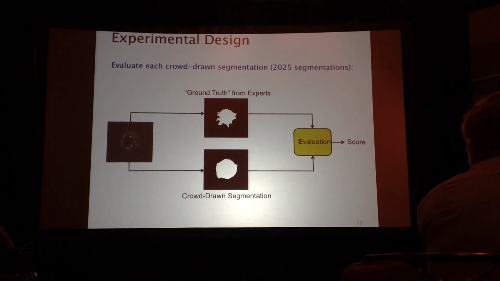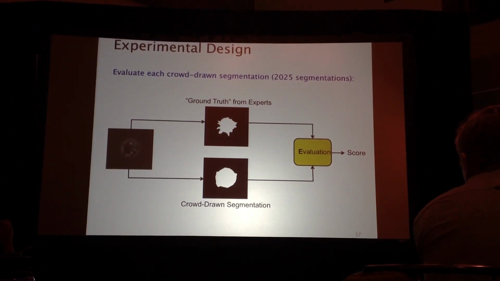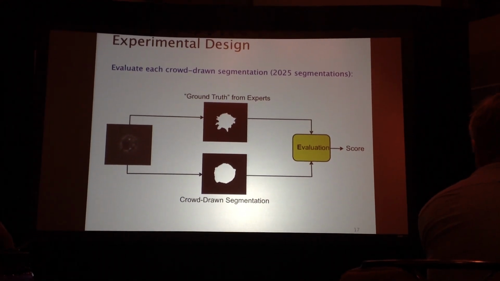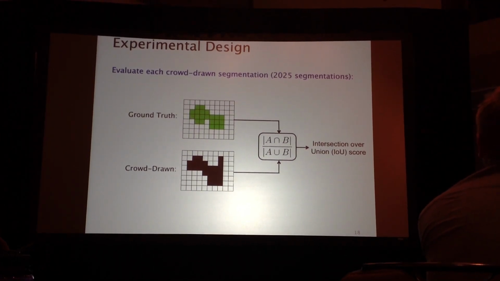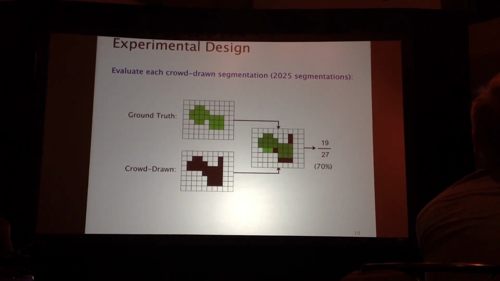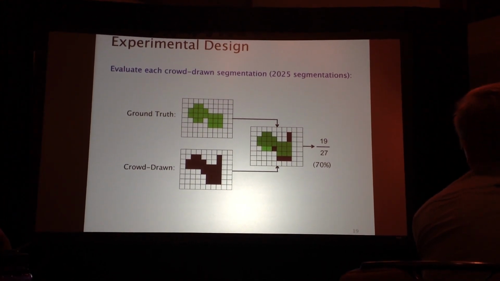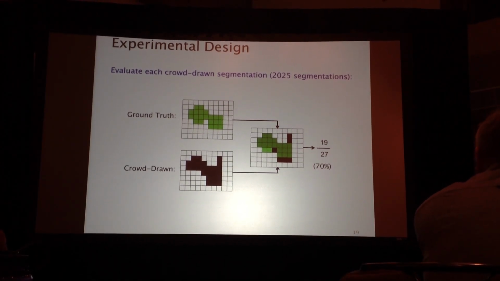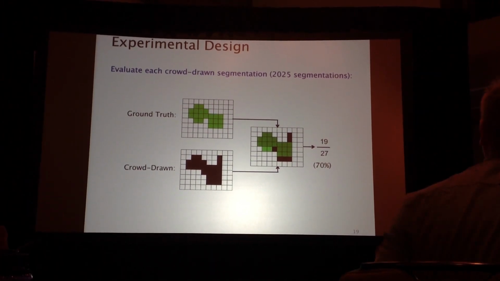Then for every single crowd drawing, we evaluated it. The standard pipeline for doing this is given an image, compare the crowd drawing against the expert established ground truth using an evaluation score. And for this study, we used the intersection over union score, often also called the Jaccard index. To illustrate pictorially what this means, you look at the number of pixels in common, in dark green, over the total number of pixels, the dark green, the light green, and the black pixels. And what you find is a similarity of 70% between the crowd drawn and the ground truth. So this is our evaluation metric.